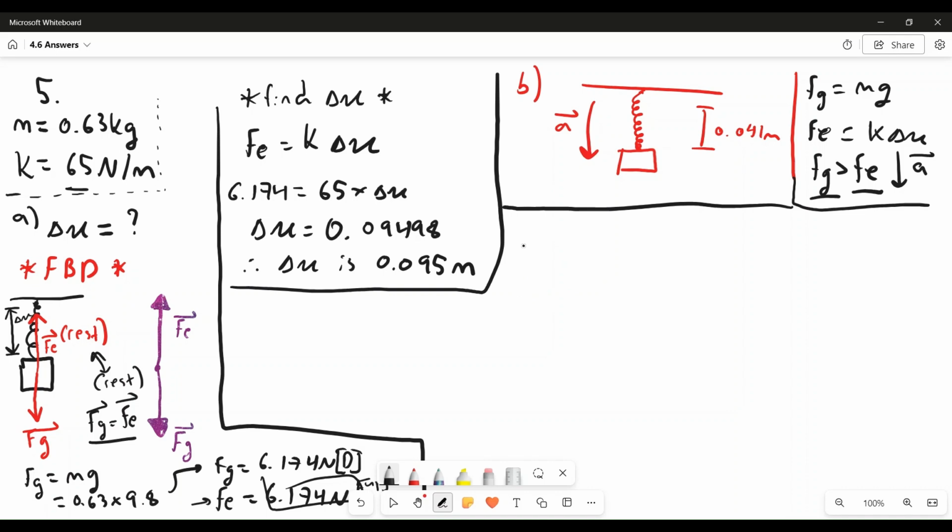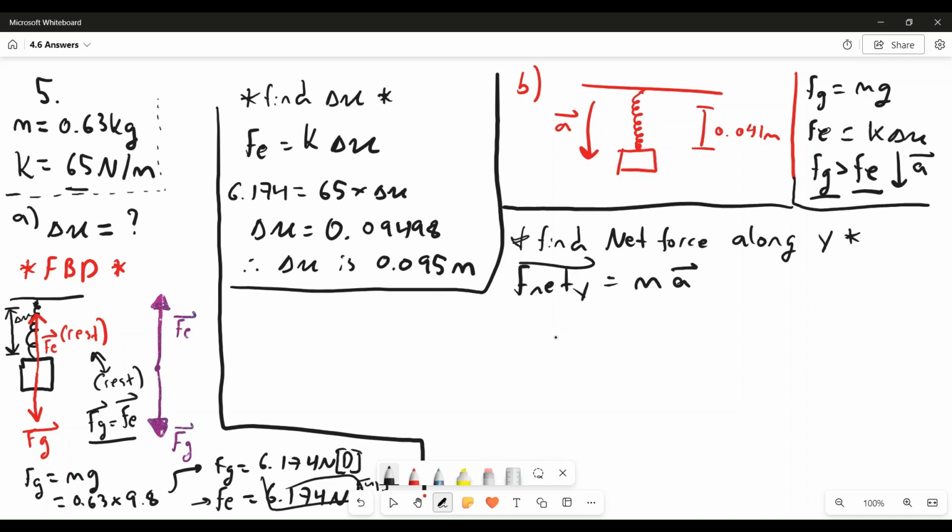So what we need to do is find the net force along the y direction, because there's only a y direction, there is no x direction, no horizontal, only vertical. And to do that, we know that F net y is equal to the mass times the acceleration, like so. And we also know that F net y is equal to Fg plus Fe, like so.